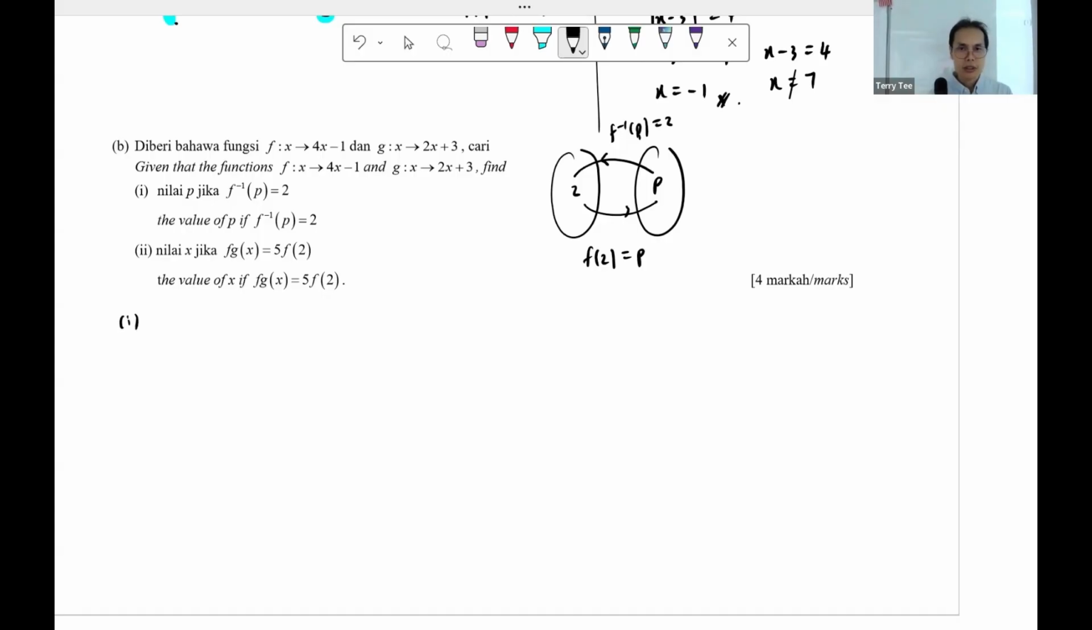If you're finding p here, I rewrite f2 equals p. Let's put 2 inside your f. So p is 4 times 2 minus 1. 4 times 2 is 8. 8 minus 1, p is just 7. Okay? Simple.